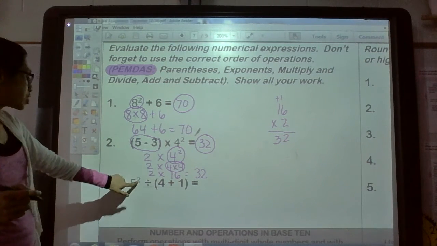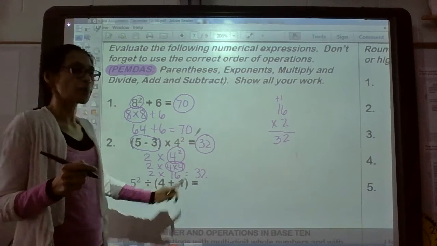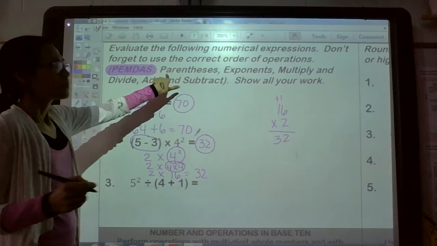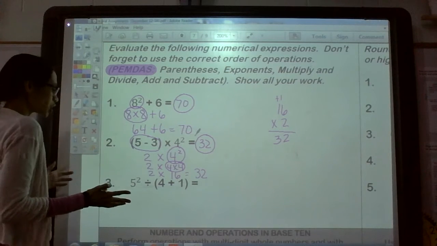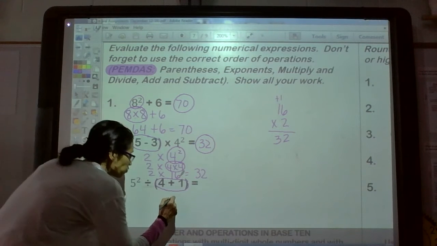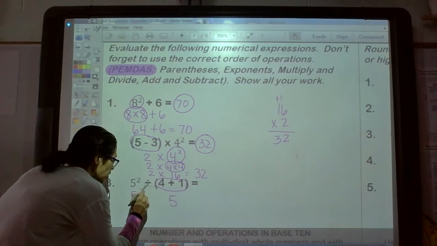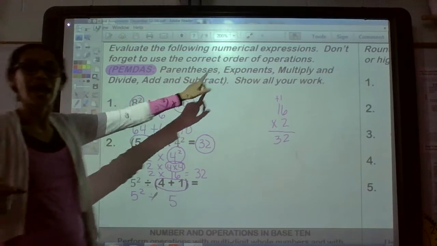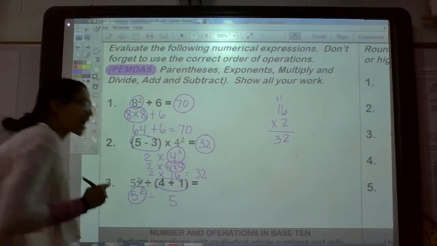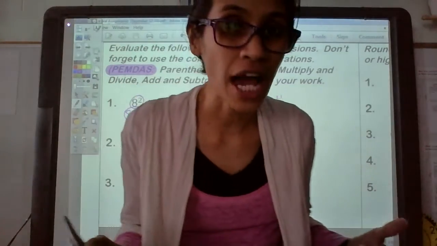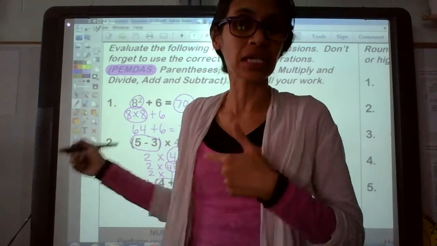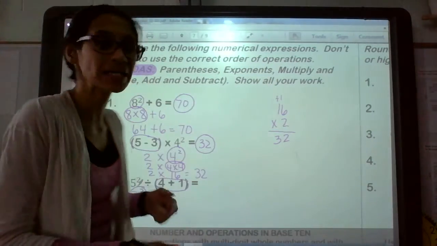It says 5 to the second power divided by 4 plus 1. Let's look back at our PEMDAS clues. And what do we have to do? Parentheses. We do that first. Where's our parentheses? Right here. And what is 4 plus 1? That is 5. Bring down the 5 to the second power. Now what do we do? Exponents. Do you see any exponents? Right there. 5 to the second power, and that is not 5 times 2. It is 5 times 5. That exponent gives that 5 the power to multiply itself by its own self.